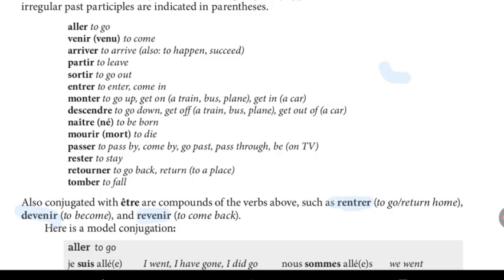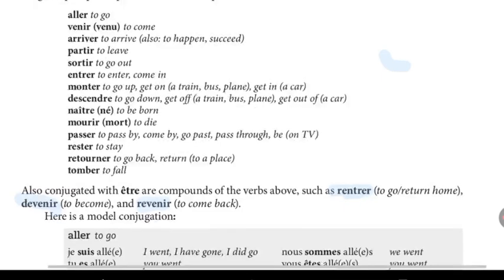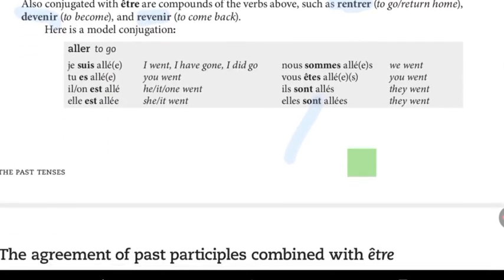These verbs express what we call change of state, as in mourir, to die, or naître, to be born. So for verbs that talk about change of state and movement, we use the verb être as their auxiliary in forming the passé composé. Look at the example here, the verb aller. Je suis allé, tu es allé, il est allé, elle est allée.